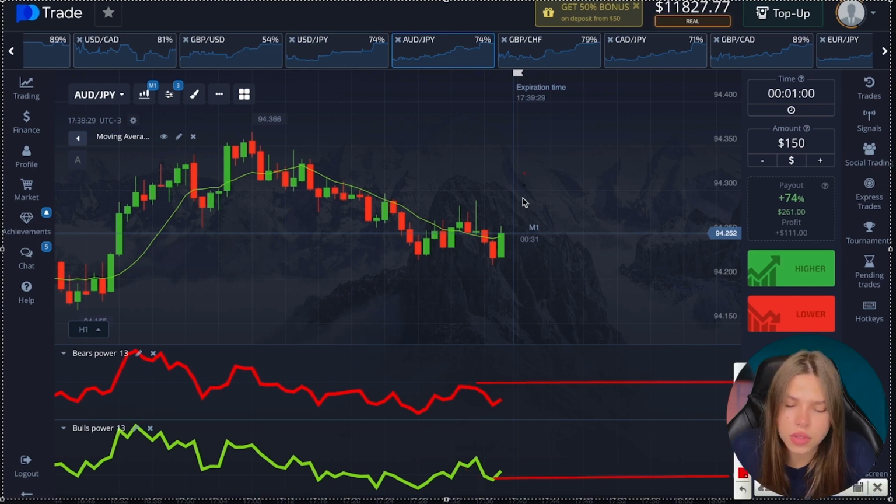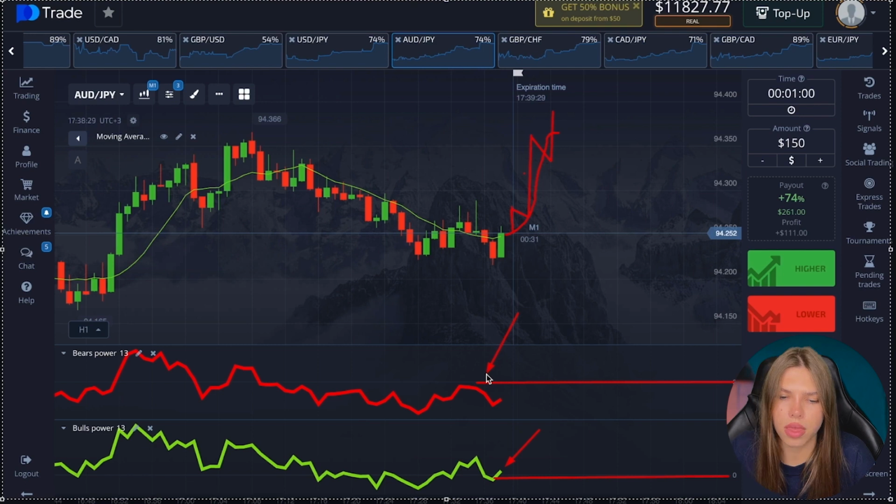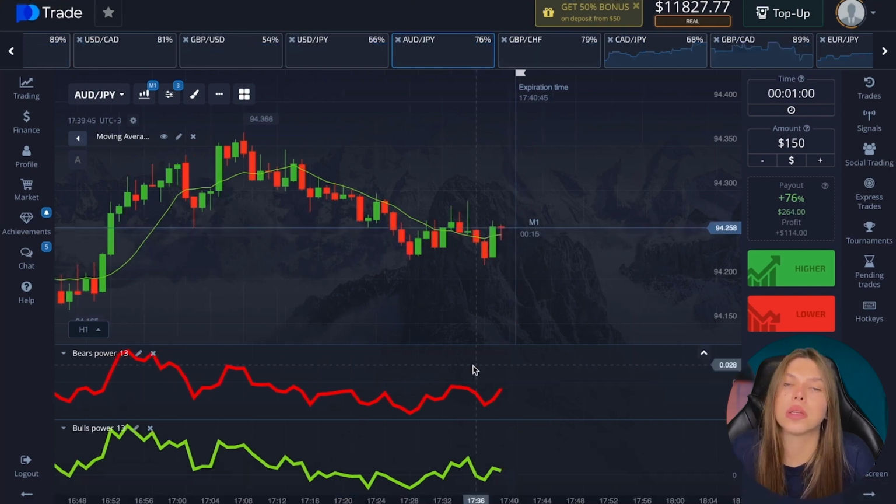If the situation goes the opposite, for example, here our chart went up and this moving average would go like this and the trend will be on the rise, it would be necessary for the bulls to be above zero and go up and the bears should be above zero or at the border. Then we will be able to trade on an increase. I hope now it is more or less clear.